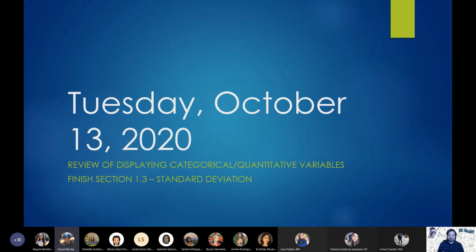I will caution you, you really only want to do this by hand when you have very small data sets. Large data sets, this is unreasonable to do by hand. You will use a calculator. All right, so let's do this.